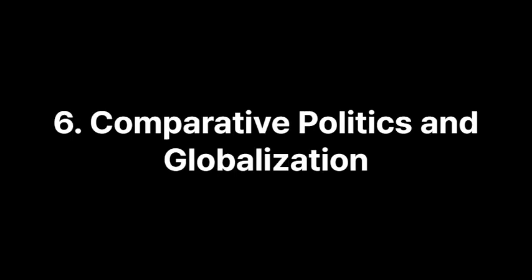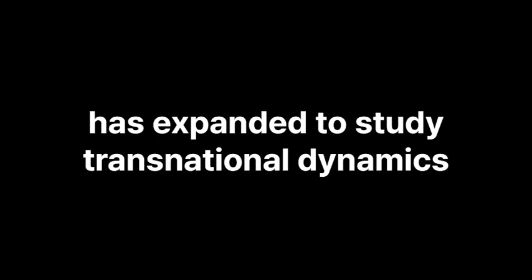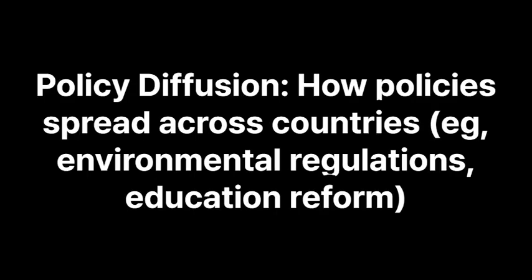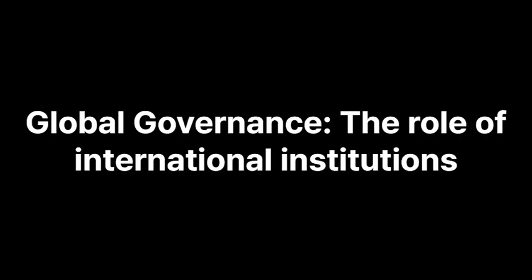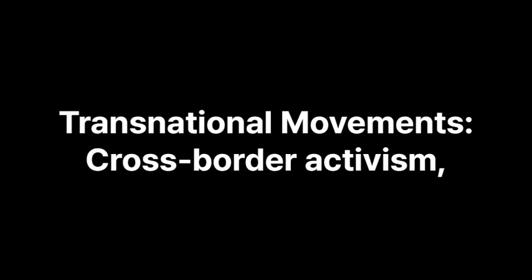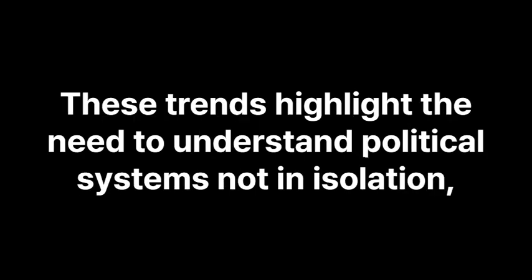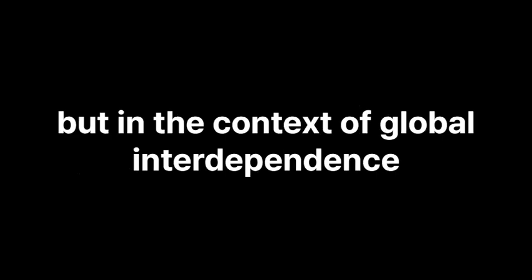6. Comparative politics and globalization. In recent decades, comparative politics has expanded to study transnational dynamics. Topics include policy diffusion, how policies spread across countries, e.g., environmental regulations, education reform; global governance, the role of international institutions in shaping domestic politics; and transnational movements, cross-border activism, human rights campaigns, or populist waves. These trends highlight the need to understand political systems not in isolation, but in the context of global interdependence.